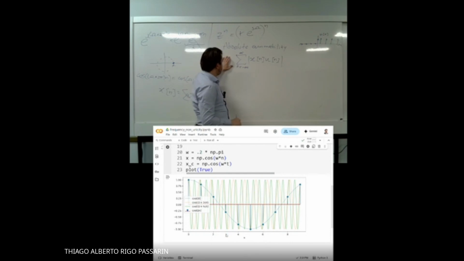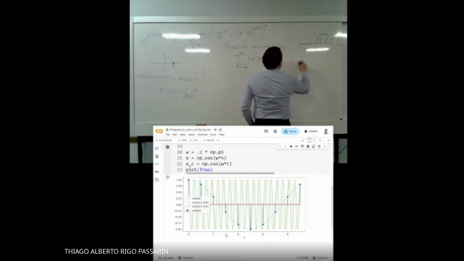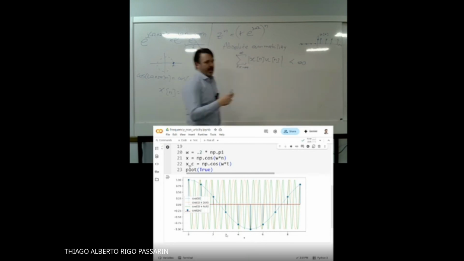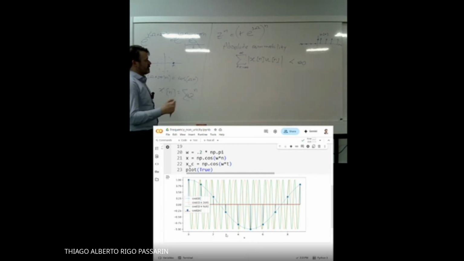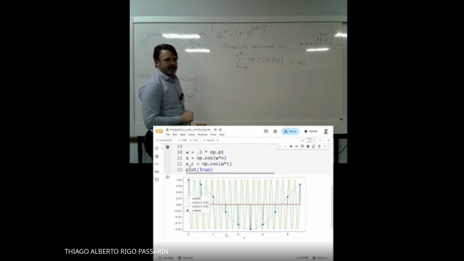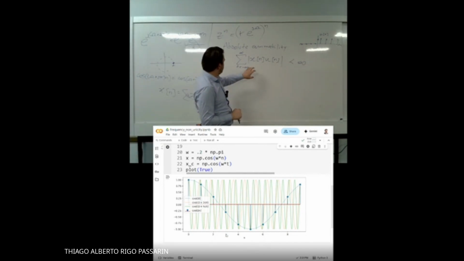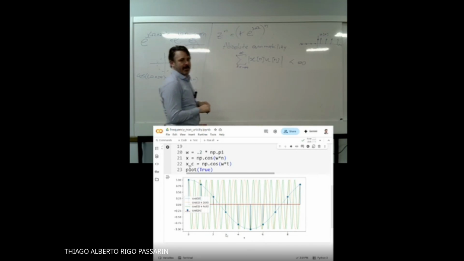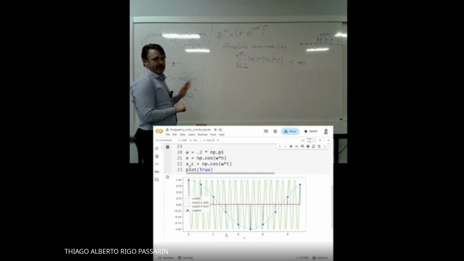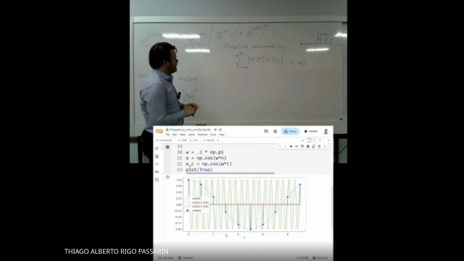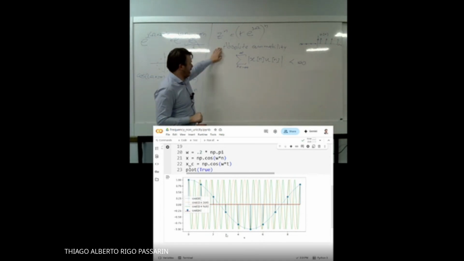If this absolute sum of the right side of the signal is finite, we call this an absolutely summable signal. So when does that happen? What's the condition that I should meet in order to have this sum of the absolute values of all elements of my discrete signal for non-negative time? For this sum to converge, what do you think?